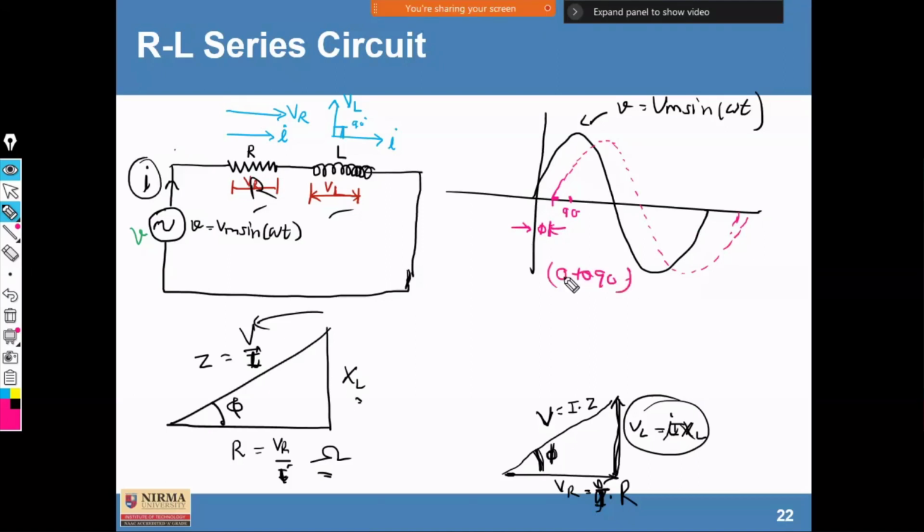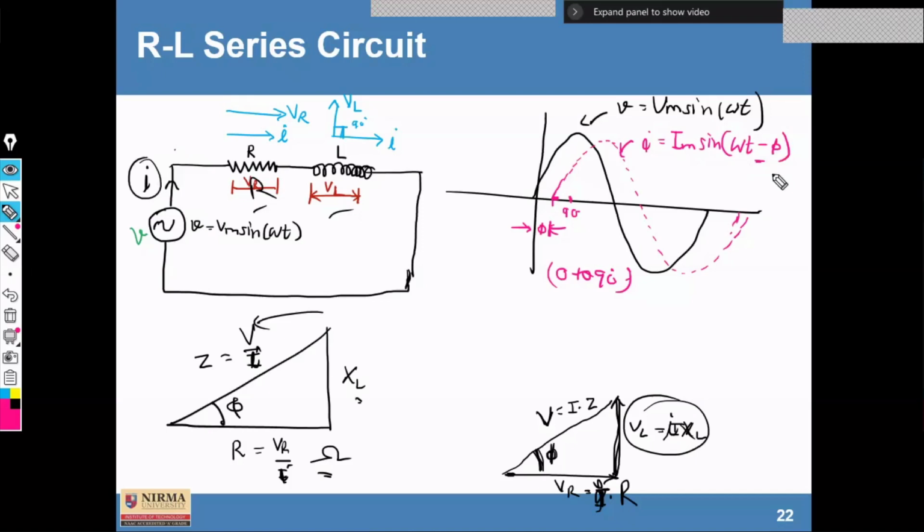Fine. 0 to 90 degree here. So we can represent this vector current I with respect to Im sin(omega t minus phi). Why is it minus here? Because the current vector is in lagging position.